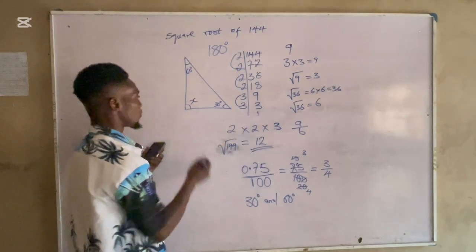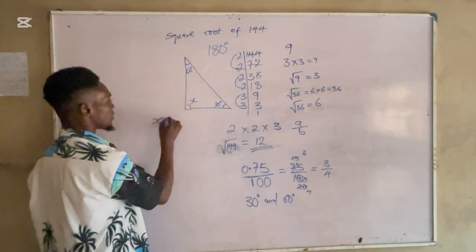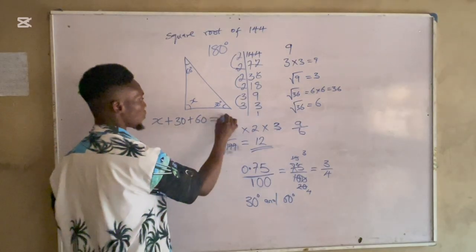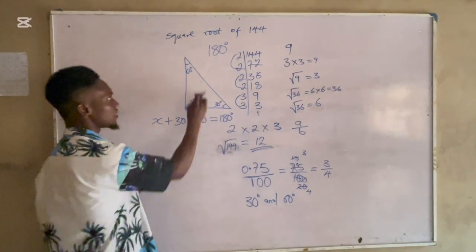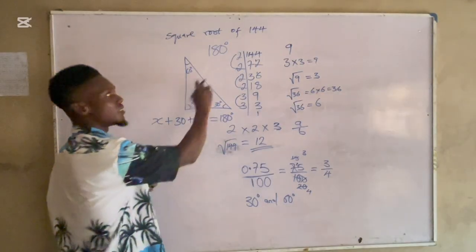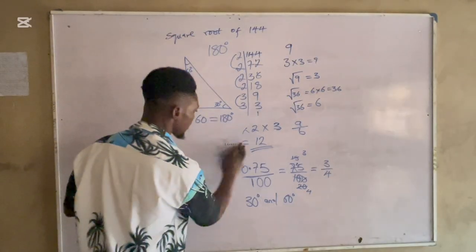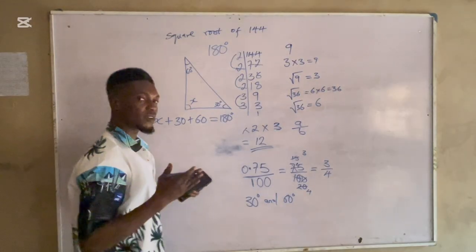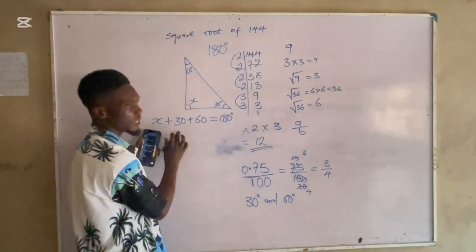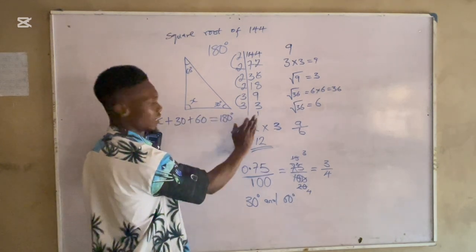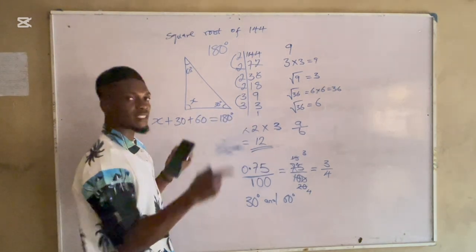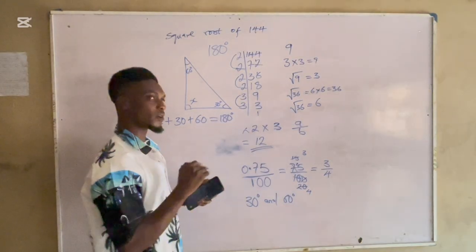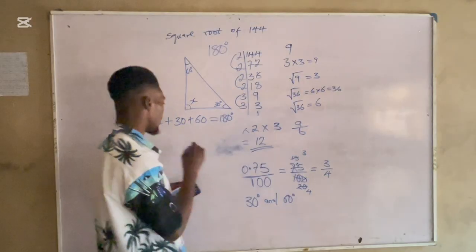Let's now form an equation with that. We have x plus 30 plus 60 is equal to 180 degrees, because we said the sum of all these 3 angles is equal to 180. Then from this point you collect your like terms. Remember I said collecting like terms means leaving the alphabet at the left, pushing the numbers to the right. And anytime you are pushing anything to cross over the equality sign, the sign must change. If it is plus, it becomes minus. If it is minus, it becomes plus.